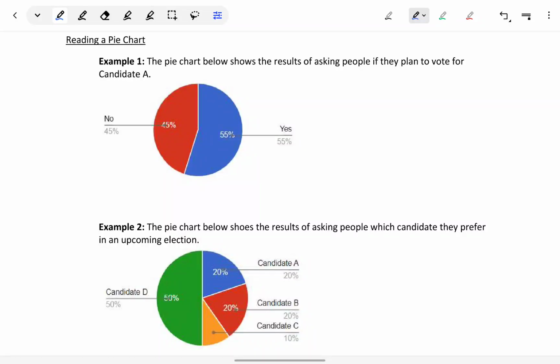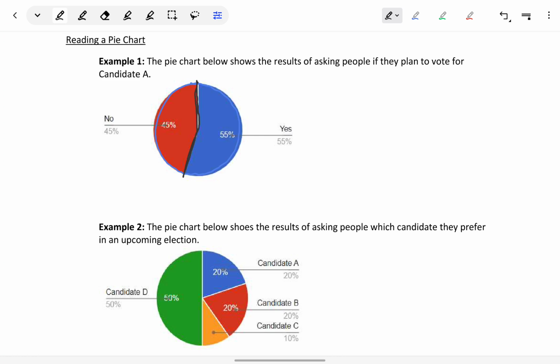Pie charts are one common tool for displaying categorical data. In order to create a pie chart, we start with a circle or a pie, and then we start breaking that pie up into different pieces, where each piece of the pie represents a different response or a different observation that we've collected information on.